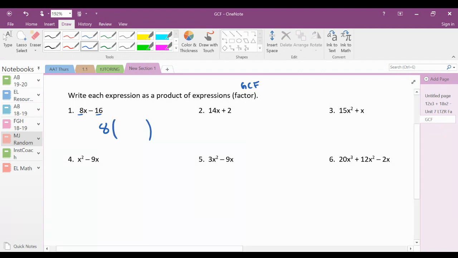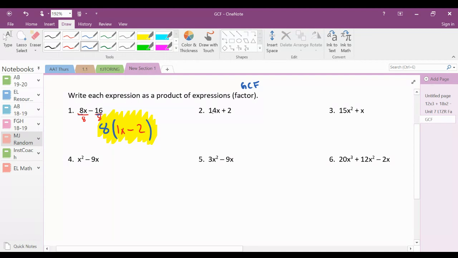So now I need to write what is left when I factor out the 8. Reminder that you can divide each term by 8 to see what's left in the parentheses. This should be 1x, or simply just x, minus 16 divided by 8 is 2. Our final answer is 8 times the quantity of x minus 2.